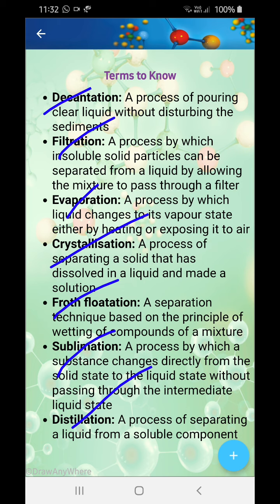The solid particles get stuck over the filter paper and the clear liquid passes down. Okay, finished. Pure water is taken.